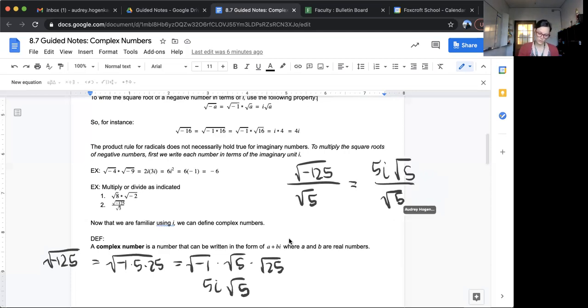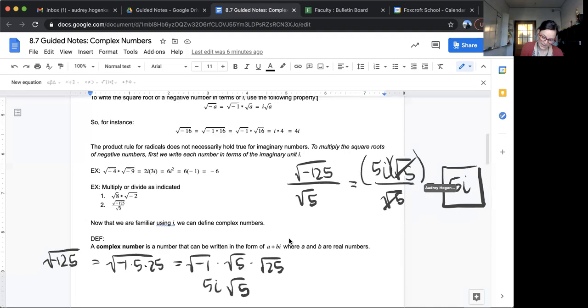So we're going to have 5i square root of 5 divided by square root of 5. The square root of 5 divided by the square root of 5 cancels for us, so our final answer is going to be 5i. And we can cancel those square roots of 5 because in our numerator we have 5i times the square root of 5. If this was 5i plus square root of 5 over square root of 5, we would not be able to cancel there. Remember, we can only cancel when we have multiplication.